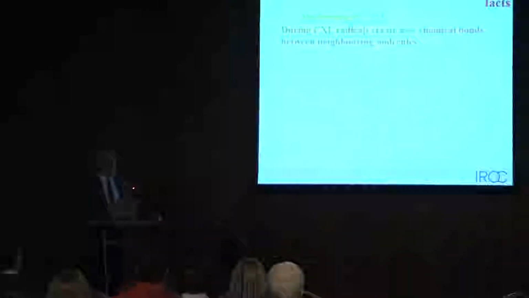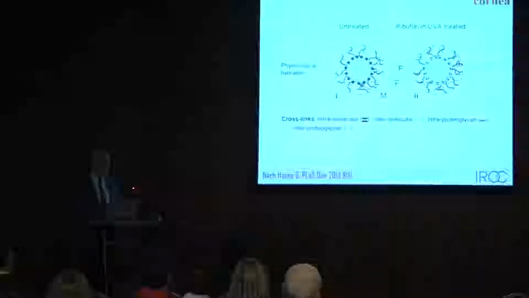Remember that cross-linking can be defined as a procedure that creates radicals inside the cornea, and then those radicals create new chemical bonds between neighboring molecules. Not necessarily on the collagen, because Mrs.